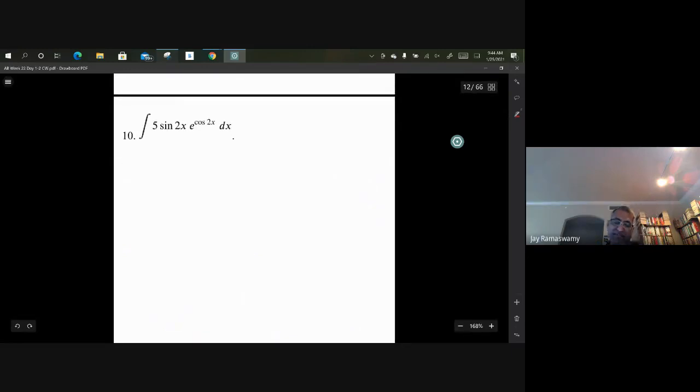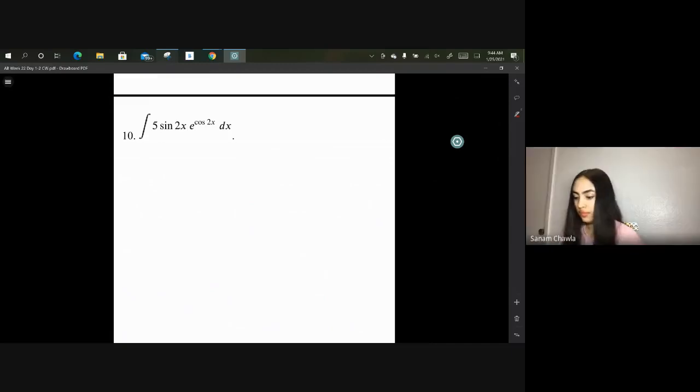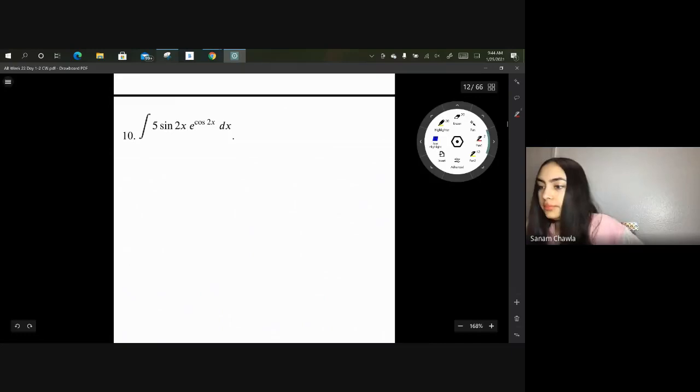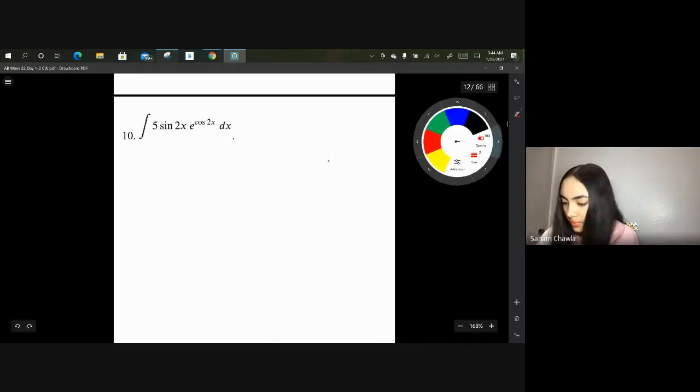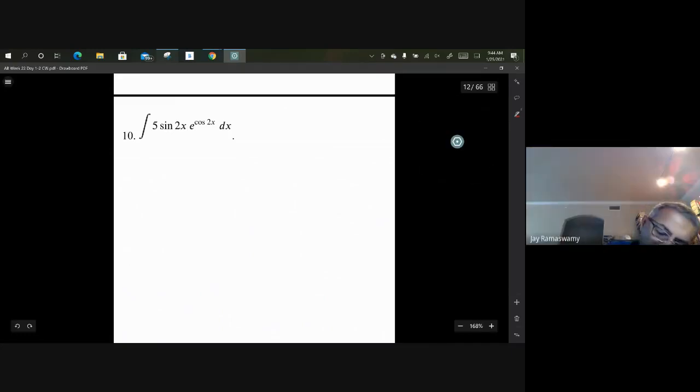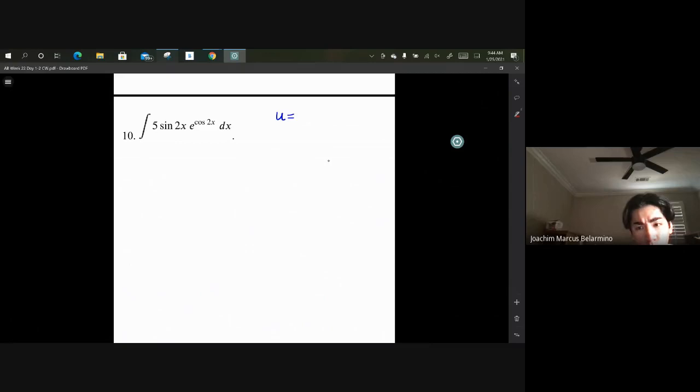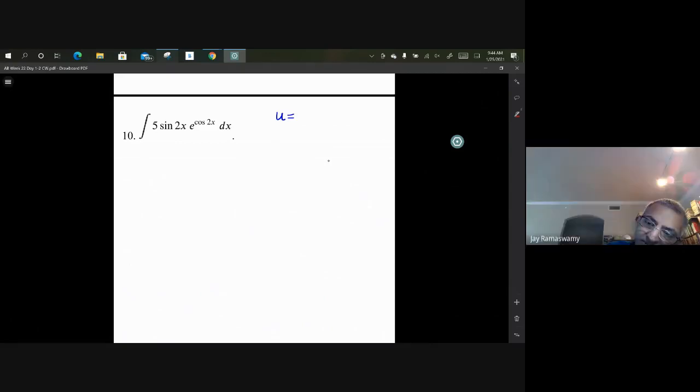Copy down question 10, on page 12. What should I choose u to be? Cos 2x, thank you. The monkey, choose the inside function to be u. Do the next two steps yourselves. Careful, use the chain rule.